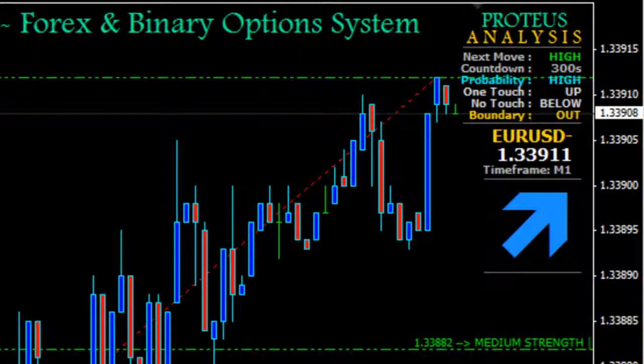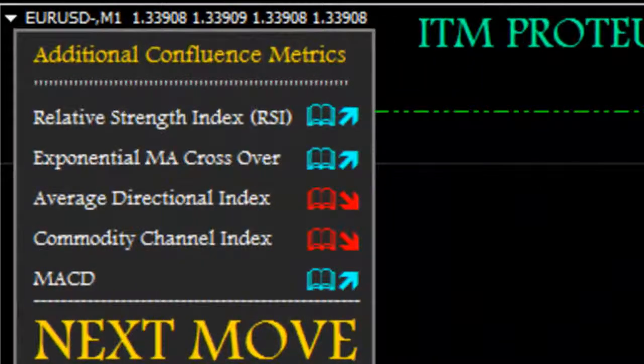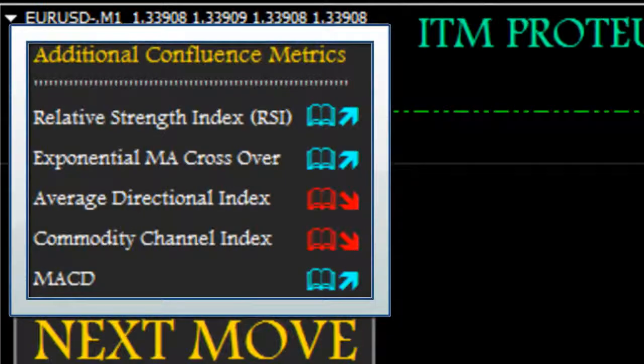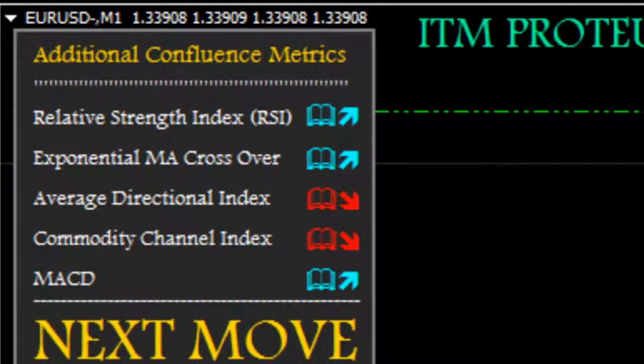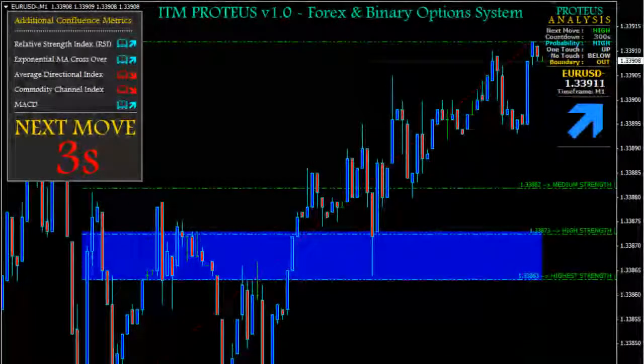So the way we've designed Proteus plus the algorithm is a leading indicator itself, so it tells you what is most likely to happen in the future on the right-hand side, and on the left-hand side where you see the additional confluence metrics are standard MetaTrader 4 indicators that we've presented to you in a much more readable, easier to visualize format, as opposed to lots of different averages and curves crossing over each other, different variables, different histograms that MetaTrader presents.